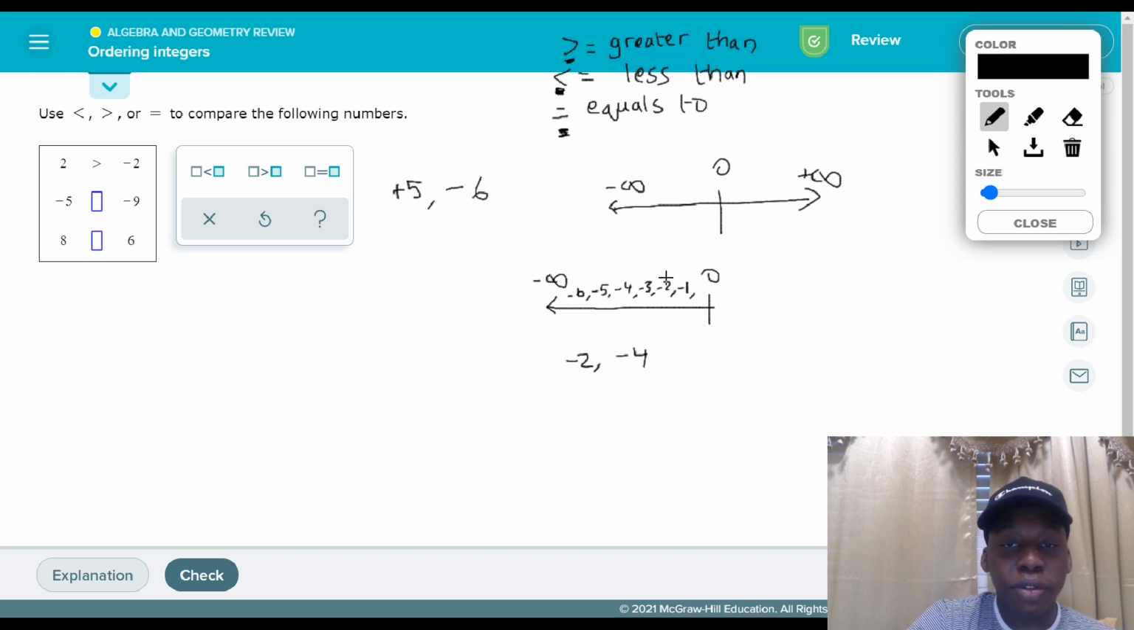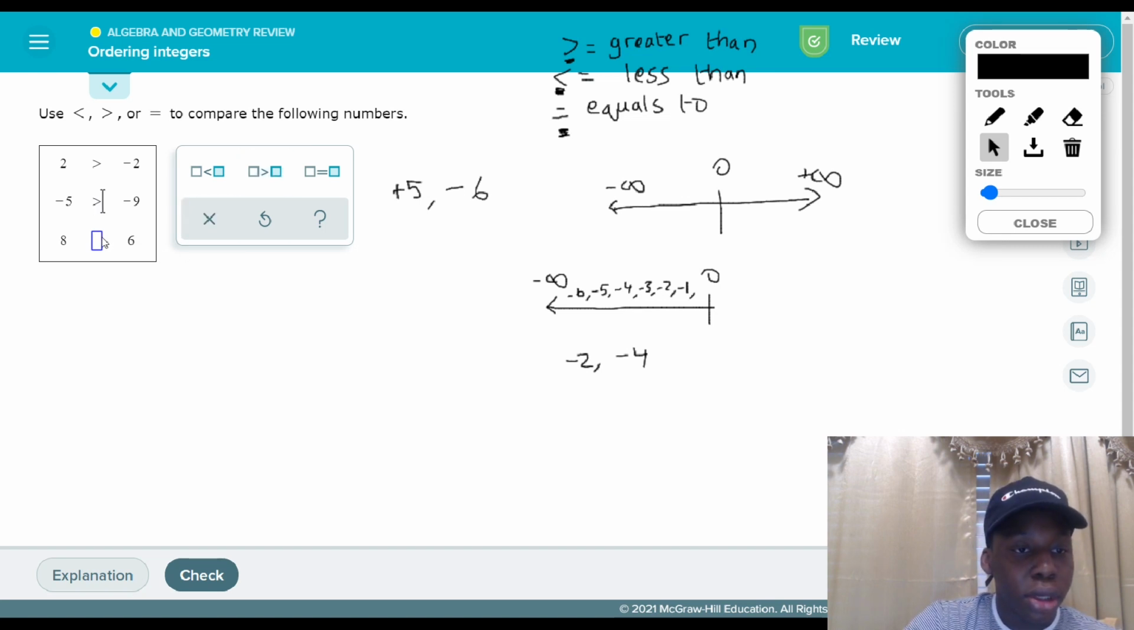Since -5 is the closest to zero, it's automatically bigger. So the number that is closest to zero is the bigger number in the negative aspect. These are two negative numbers, so -5 should be greater than -9, because -5 is closer to zero than -9.